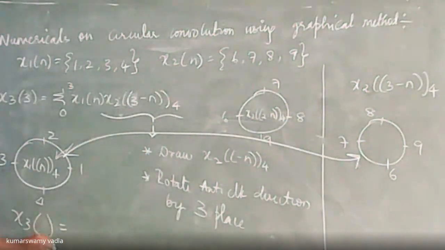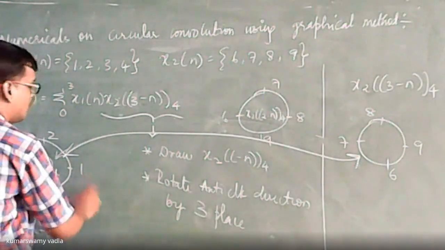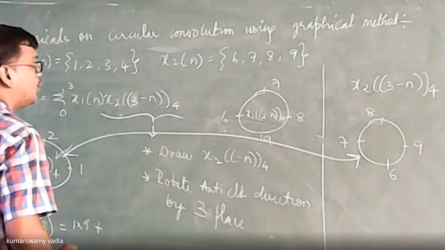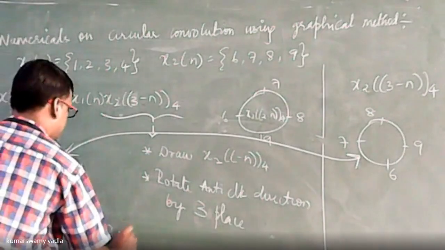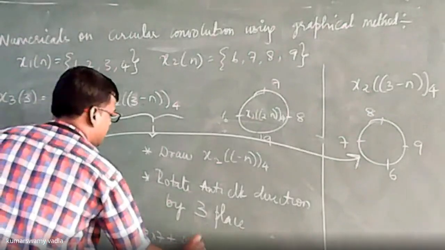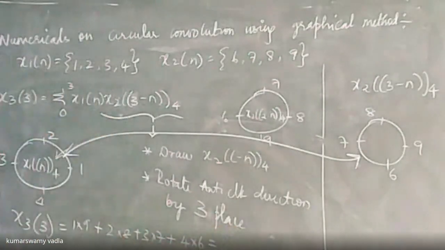Now what will be your answer? x3 of 3: 1 into 9 plus 2 into 8 plus 3 into 7 plus 4 into 6. What is the answer, friends? 70.